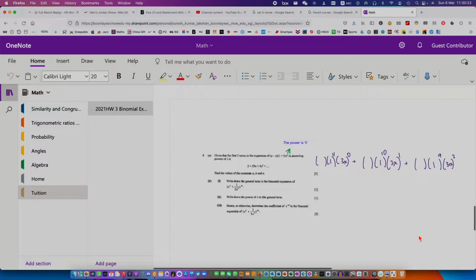Okay, so you have 1 3x, and then 1 3x. Okay, good. It's 11 0 first, and then 10 1. Okay, good. So fill up the first bracket of each of the terms. So check 11 0, 11 1, 11 2. Yes, good. So can you simplify it? Can you simplify this question?